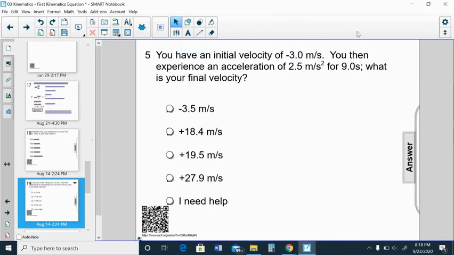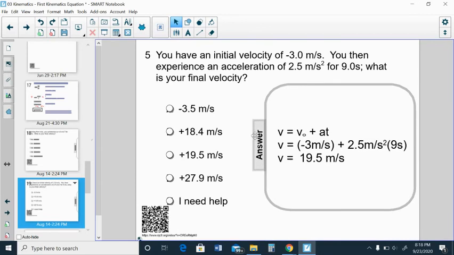You have an initial velocity of -3 meters per second. You then experience an acceleration of 2.5 meters per second squared for 9 seconds. What is your final velocity? Again, just plug the values into the first kinematics equation, and you will end up with 19.5 meters per second.